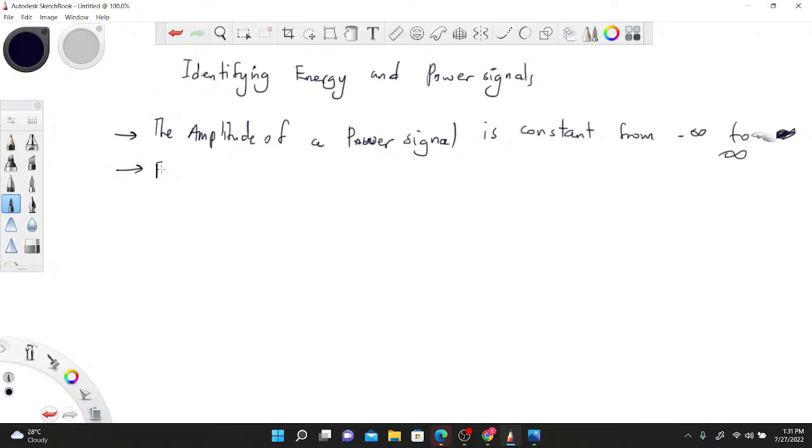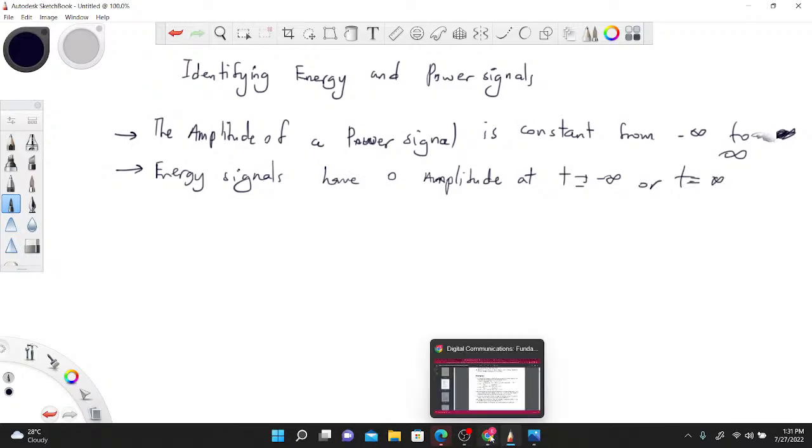Now, the next thing is that energy signals have zero amplitude at time equal to minus infinity, or at time equal to positive infinity. So let's see how this will help us identify these signals.